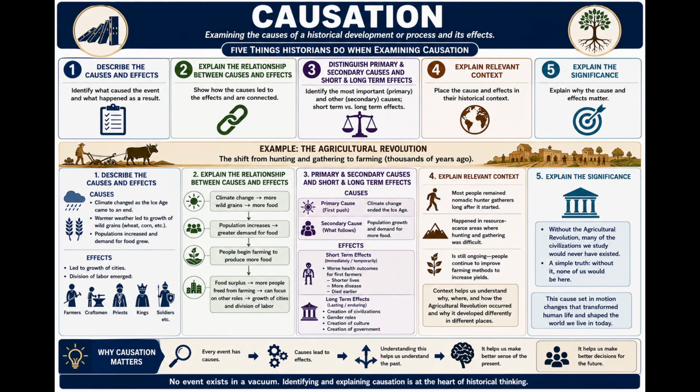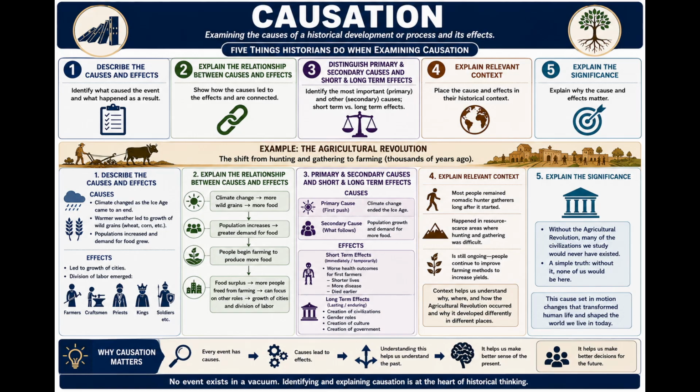Then we should not only be able to identify, hopefully you're starting to get a pattern here, but we should also be able to explain the relationship between the cause and effect of the historical development. And then we should be able to explain the difference between primary and secondary causes and short-term and long-term effects, and explain any relevant context to a specific historical development. And finally, we should always be able to tell why this cause and effect relationship that exists is significant.